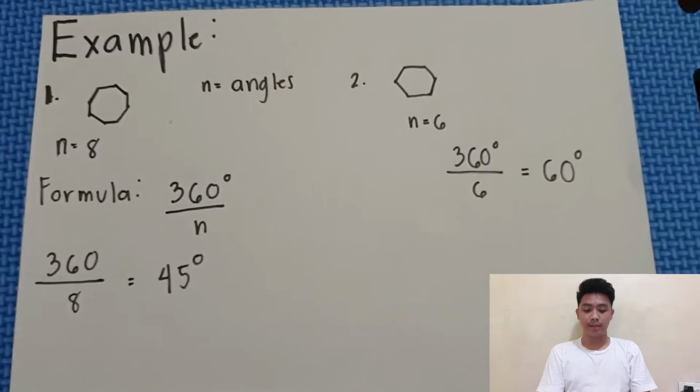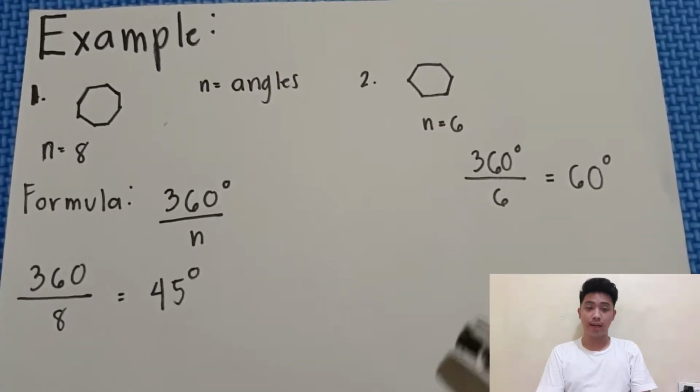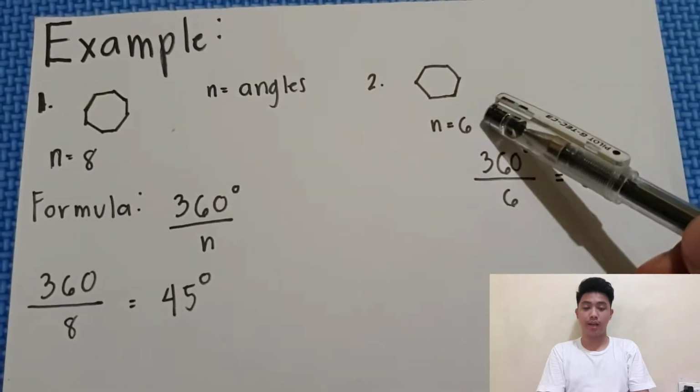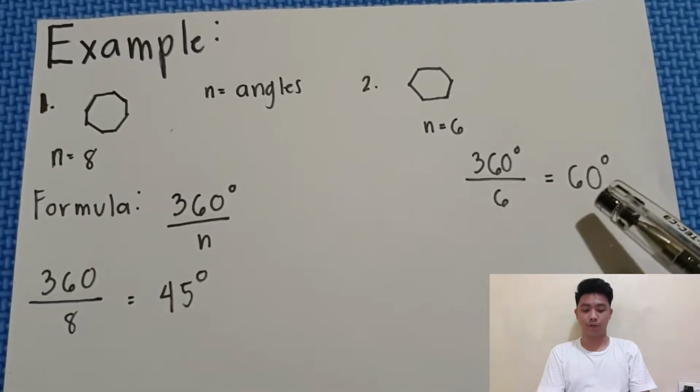So the next example here is hexagon. Hexagon has 6 sides. So 360 degrees over 6, and then you will get an answer of 60 degrees.